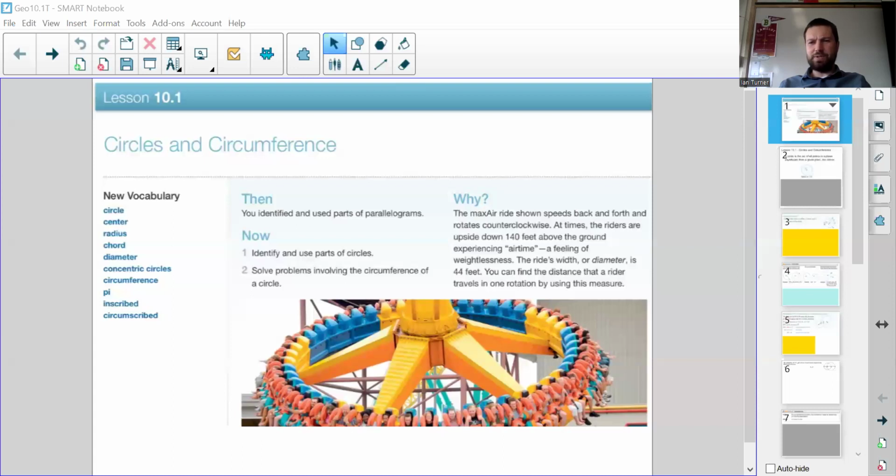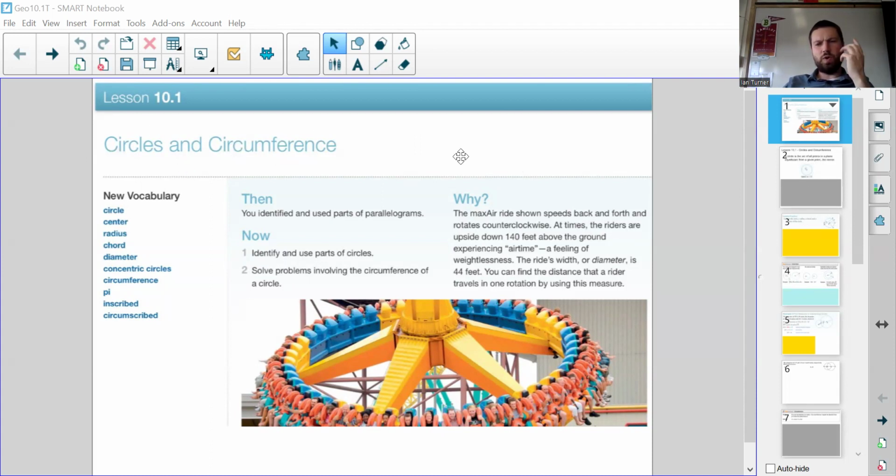We're on our new and our last chapter. This is the last chapter that we are gonna do together. Congrats, we're almost there. Probably got like 5, 6, 7 lessons of new stuff. Then we'll have a quiz in there somewhere. But 10.1 is circles and circumference.